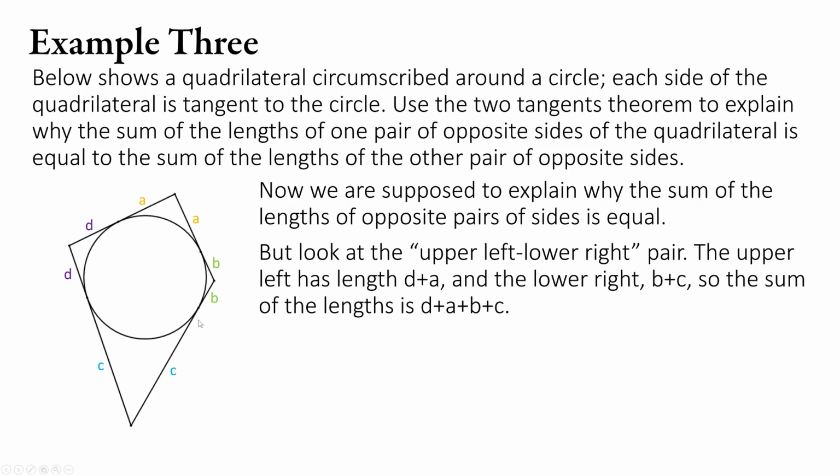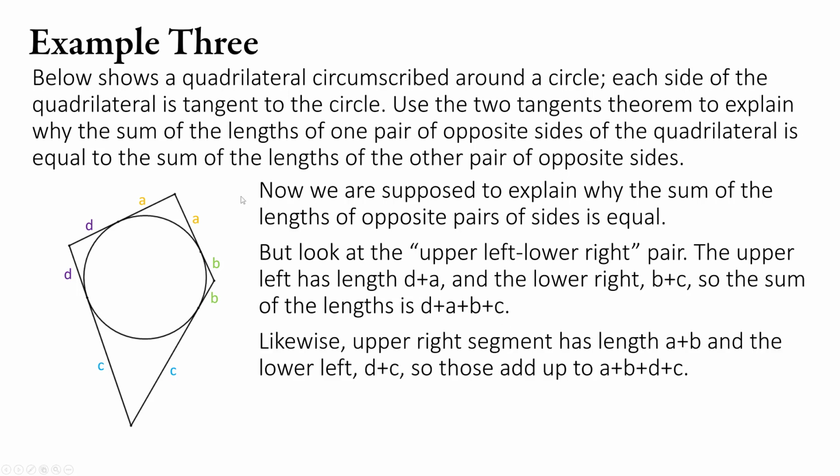This side is B plus C. So if I add those together, I get D plus A plus B plus C. The other pair are A plus B and D plus C. So if I add those together, I get A plus B plus D plus C. But of course, D plus A plus B plus C is the same as A plus B plus D plus C. So we're done. We wanted to explain why these two lengths added together were the same as those two lengths.